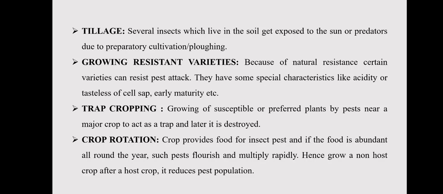Next is growing resistant varieties. Some of the varieties are naturally resistant to some pests due to some special characters such as acidity, tasteless cell sap, early maturity, etc. Trap cropping. It is another method of cultural practice in which we grow a susceptible host crop near our major crop. It acts as a trap and later we destroy it completely.